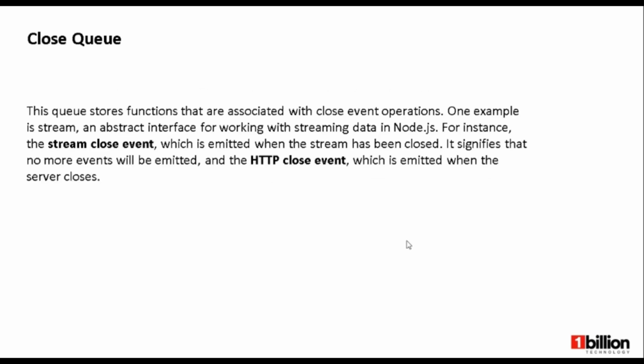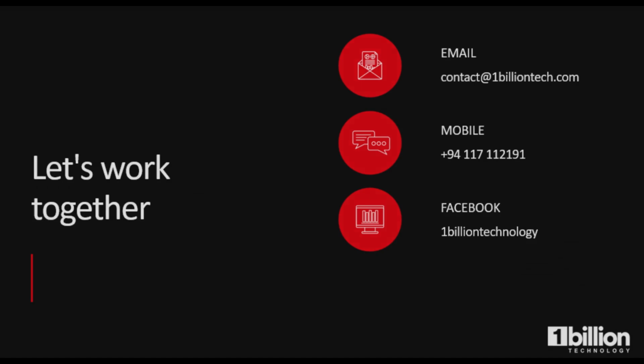Finally, close queue. This queue stores functions that are associated with close event operations. One example is stream, an abstract interface for working with streaming data in Node.js. For instance, the stream close event, which is emitted when the stream has been closed, signifying that no more events will be emitted, and the HTTP close event, which is emitted when the server closes. Now it's done.